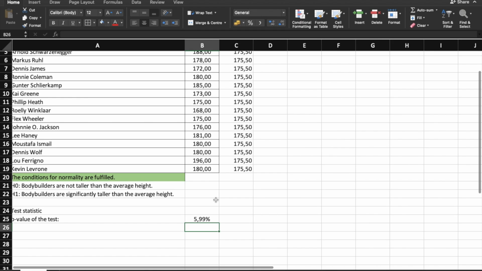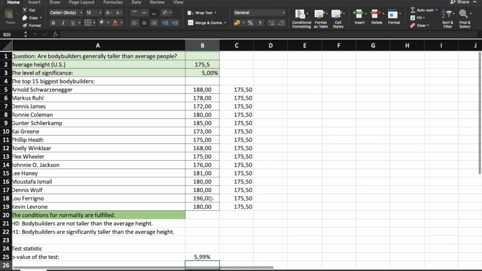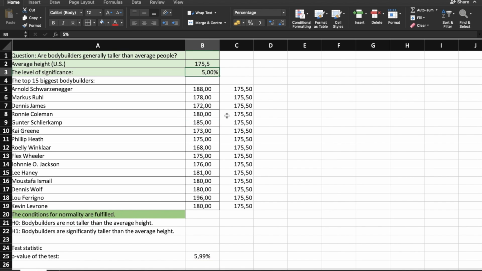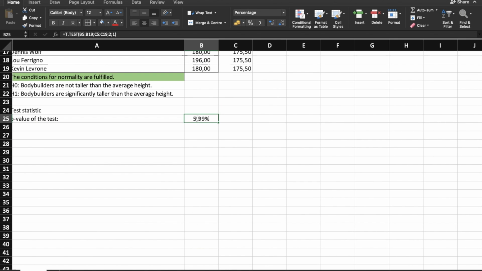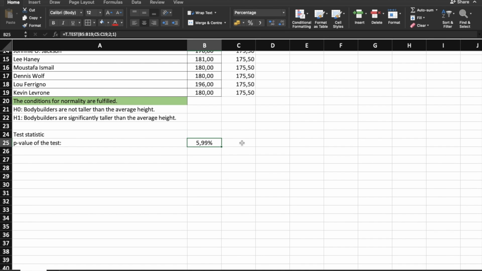And now I've got 5.99%. Well, as I can see here, the level of significance is 5%, so I need to keep the null hypothesis and state that bodybuilders are not taller than the average height.